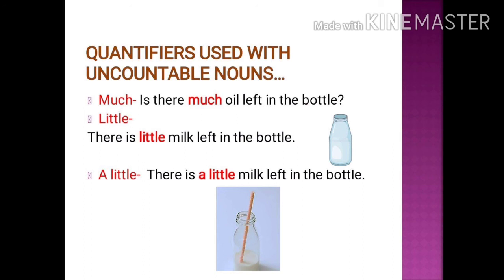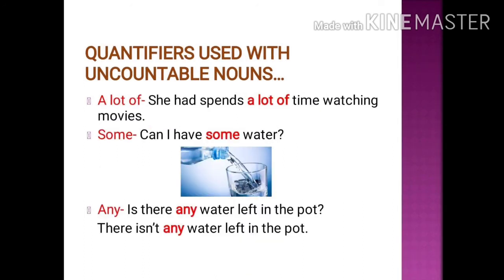So, much, little, a little are the quantifiers used only with uncountable nouns like oil, sugar, powder, and it is wrong to use them in front of countable nouns. Children, already we saw any, some, a lot of in quantifiers used with countable nouns. But these quantifiers can also be used with uncountable nouns.